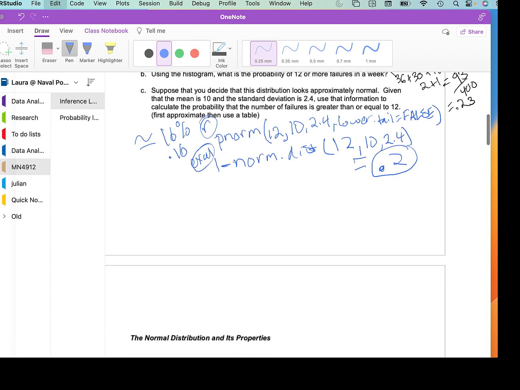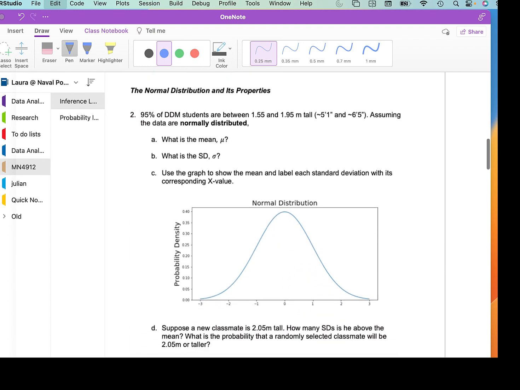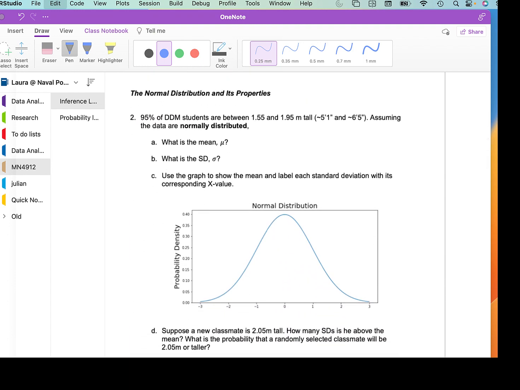Back to our inference lab here. The normal distribution and its properties. 95% of students that we have are between 1.55 and 1.95 meters tall. Assuming the data are normally distributed, we want to know what is the mean, what is the standard deviation, and we're going to use the graph to go ahead and tell this story. So, here we go.